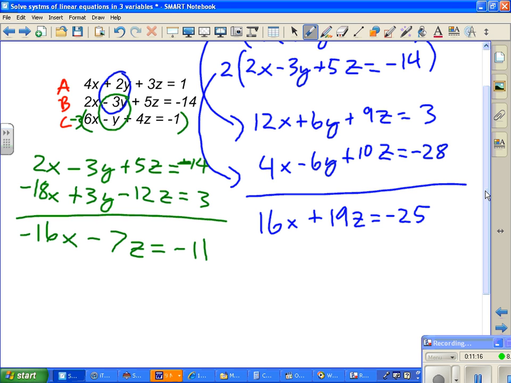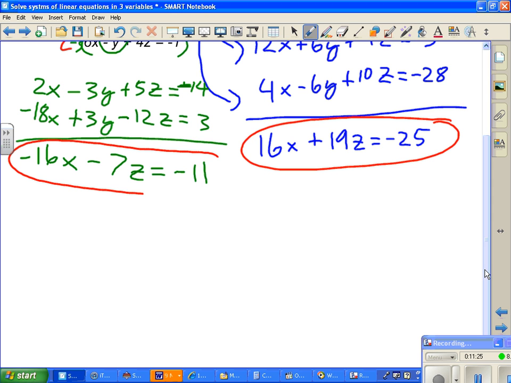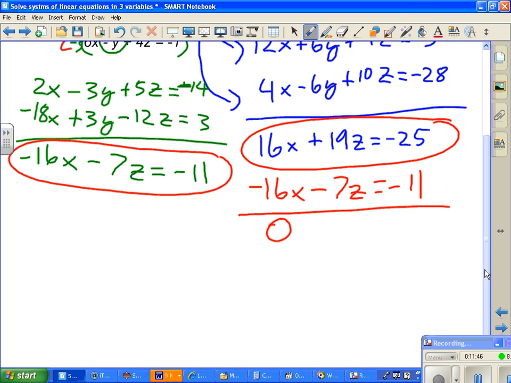Now I look at this, and this falls out pretty nice for me, because now I've got two equations with just two variables. They're both x and z again, just like the last one. But now I need to eliminate a variable. If I look at this, it's already done for me, because I already have a negative 16x and a 16x. So let's just rewrite the green equation over here. I've got negative 16x minus 7z equals negative 11. And let's just go ahead and solve, because that's going to be 0. When I add them up, 16 and negative 16 is 0.